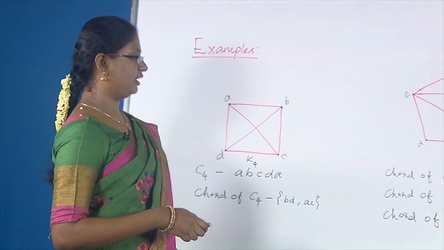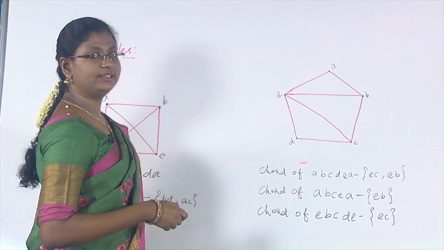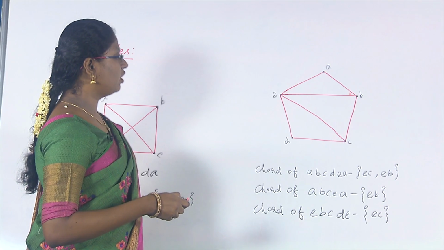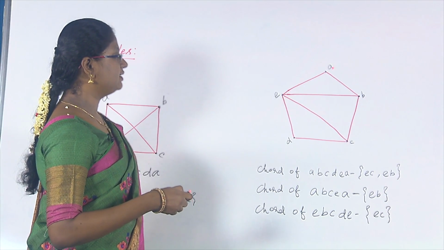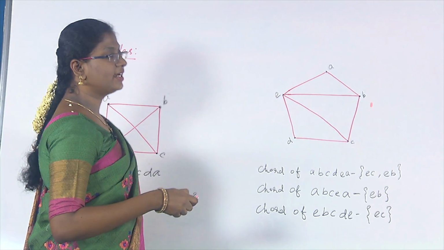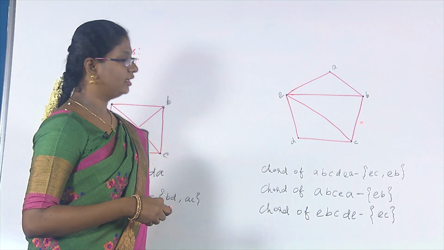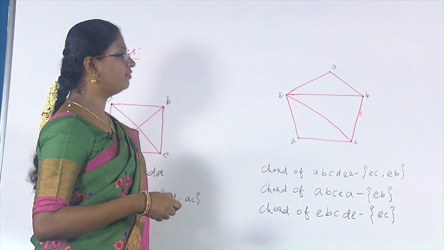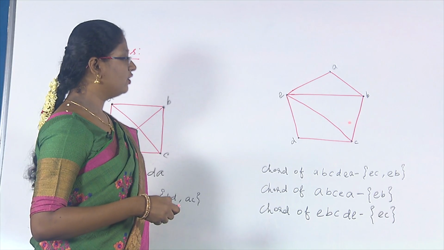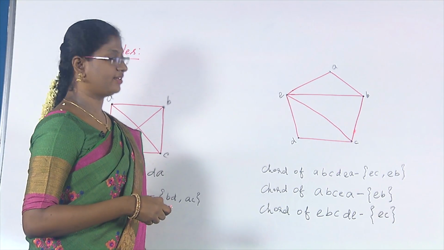Next, we will see another example. So here I am having another graph consisting of 5 vertices A, B, C, D, E. Here I am going to consider the cycles of length 4 and of length 5. It does not have any cycle of length greater than 5, so it is enough if I consider a cycle of length 4 and a cycle of length 5.